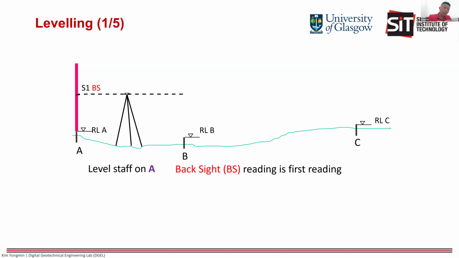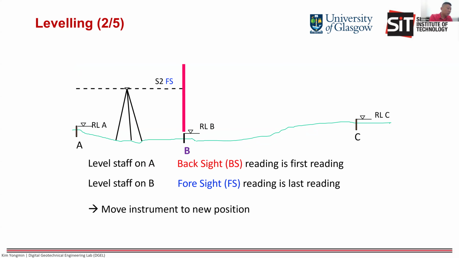Okay, the level of this point is already known. Then you read this point first, and this reading is called backsight. And then you shift your staff to point B, and you turn your auto level towards point B also. Then you get another reading. This one we call foresight.